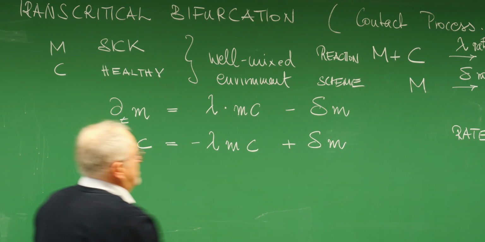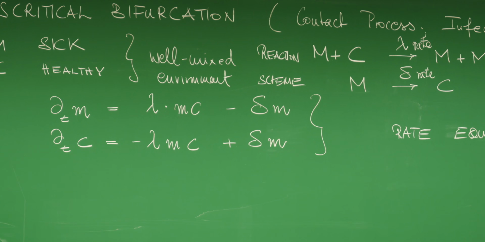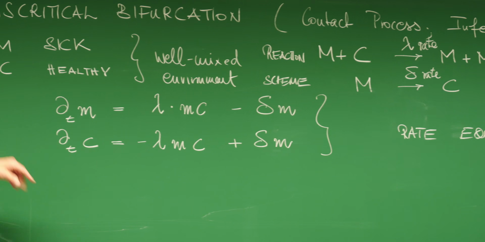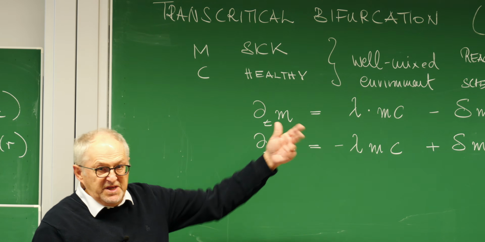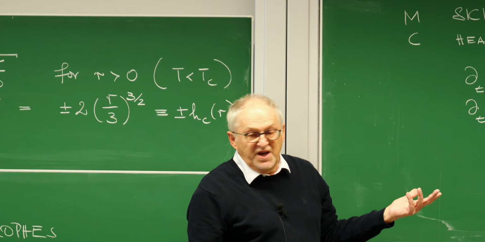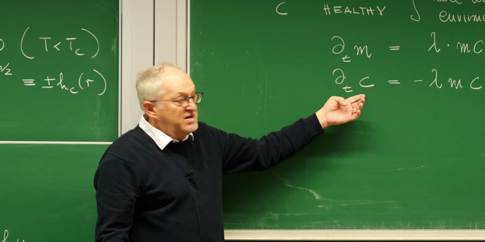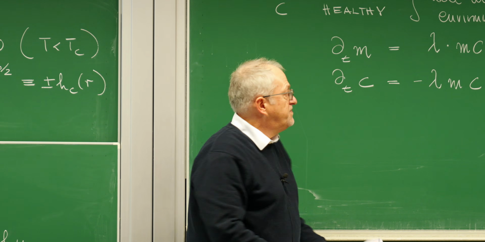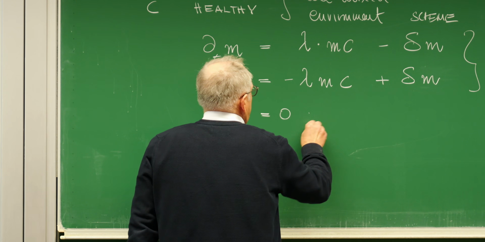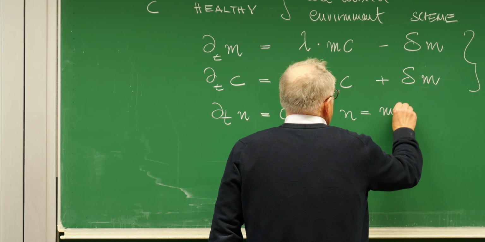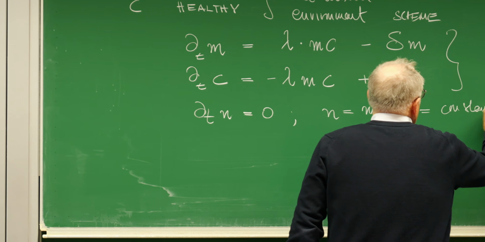Now you should realize when you look at this set of rate equations, there's a conservation law that you already saw from the reactions. There's no birth and no death, so meaning the total number of individuals will not change. And you can read this off here as well. If you add up m and c here, the right-hand side cancels. So dt n is 0, meaning that n equals m plus c is a constant.